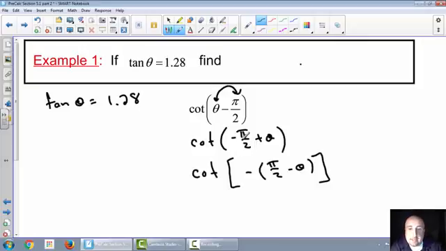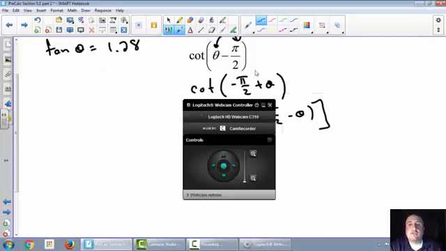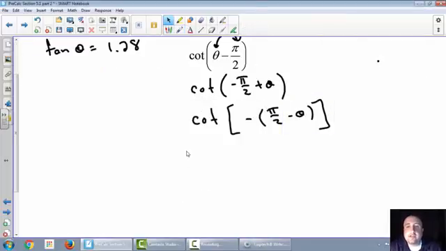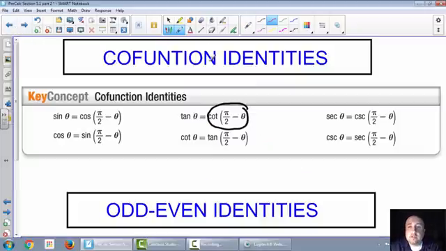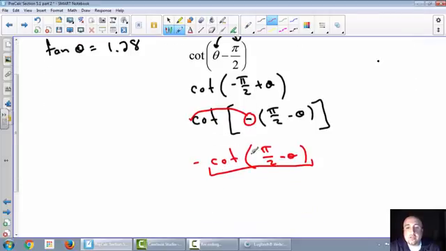So our next step is I can take this negative and put it in the front. So I have negative cotangent of pi over 2 minus theta, and I'm going to stop. What is the cotangent of pi over 2 minus theta equal to? Cotangent of pi over 2 minus theta is equal to tangent. So I'm going to replace cotangent of pi over 2 minus theta with tangent of theta, and I'm going to drop down my negative.